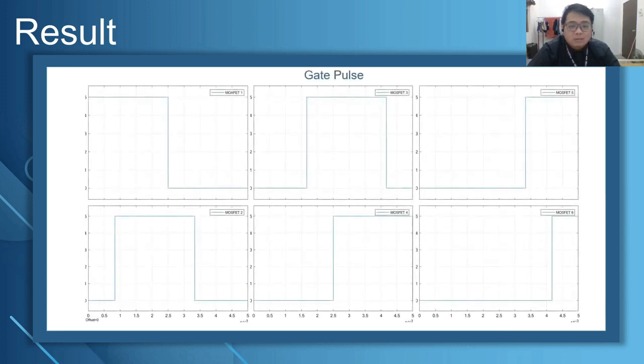So here is the gate pulse for each MOSFET. All these MOSFETs are designed in pairs, and the two in each pair are opposite to each other. For example, MOSFET 1 and MOSFET 4 are a pair, MOSFET 3 and MOSFET 6 are a pair, and lastly MOSFET 5 is paired with MOSFET 2. The amplitude of each gate pulse is 5 volts, and the frequency is 50 Hz.